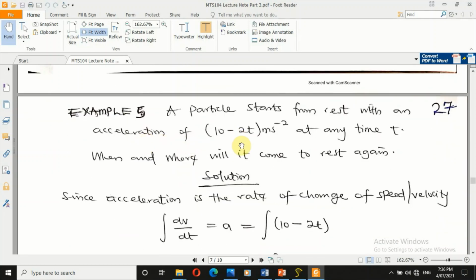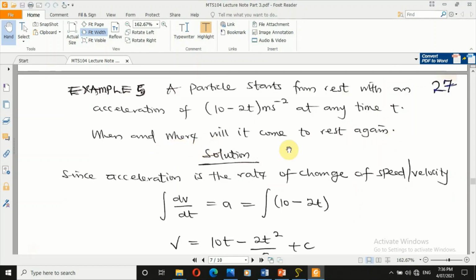Let's go to page 27 now. A particle starts from rest. Now, what does that mean, from rest? It means that at t equals 0, the position is also 0. That is the meaning. With an acceleration of 10 minus 2t meters per second squared at any time t, when and where will it come to rest again?